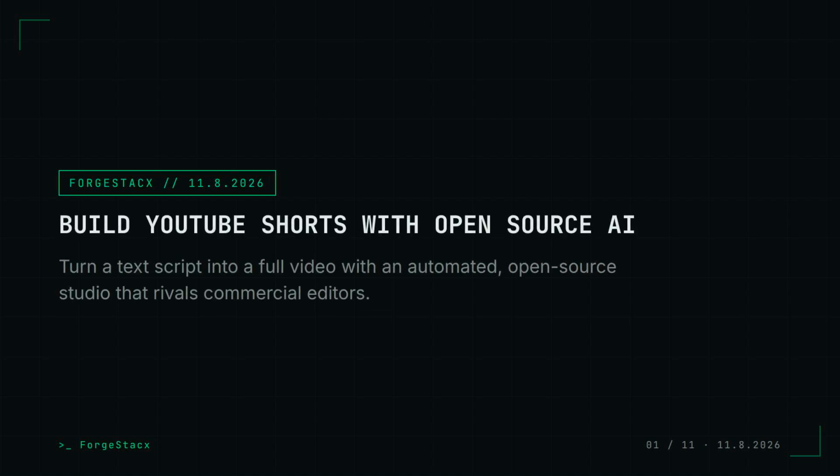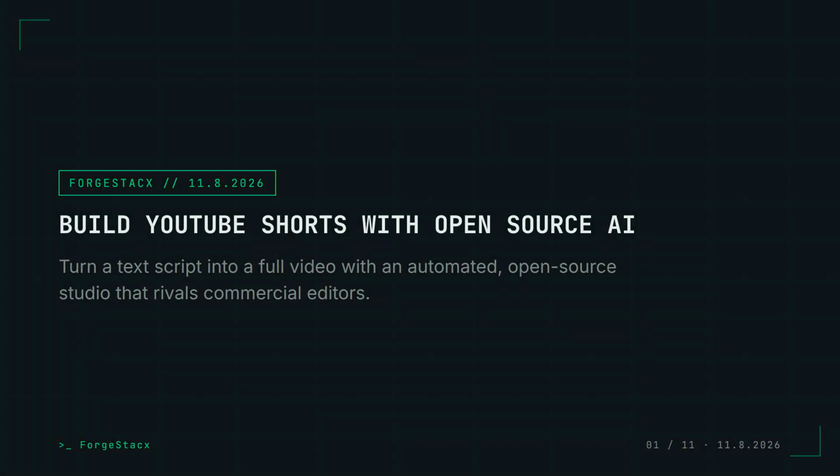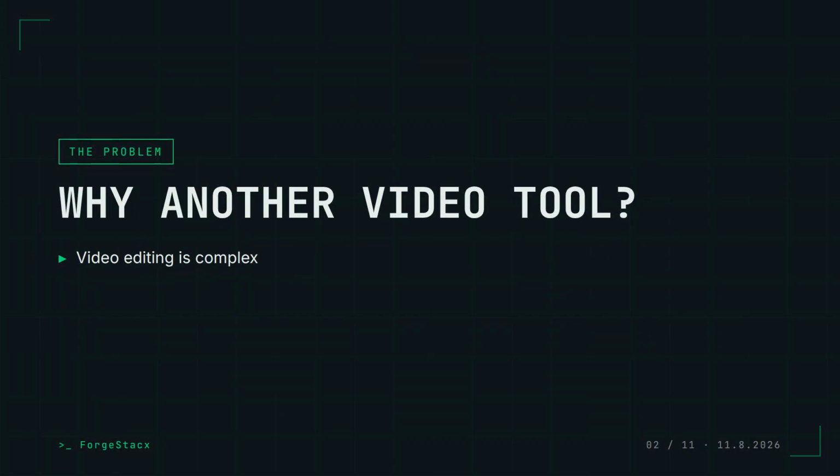Turn a text script into a full video with an automated, open-source studio that rivals commercial editors. If you have ever tried to build a YouTube short or TikTok from scratch, you know the grind. You write a script, you need a voiceover, you need stock footage, you need to sync captions, and then you have to actually edit the timeline.